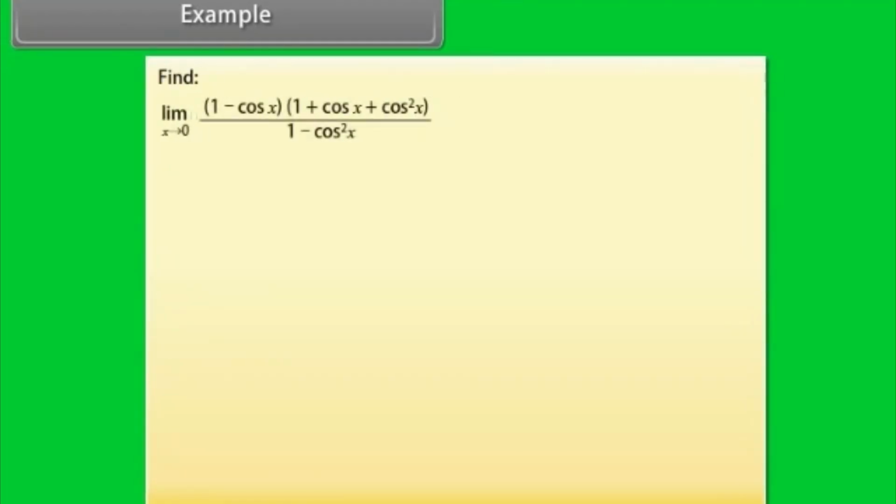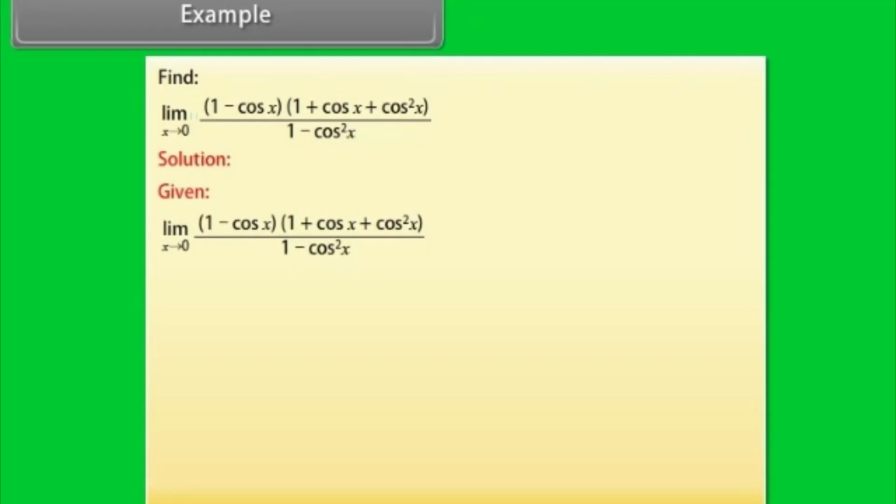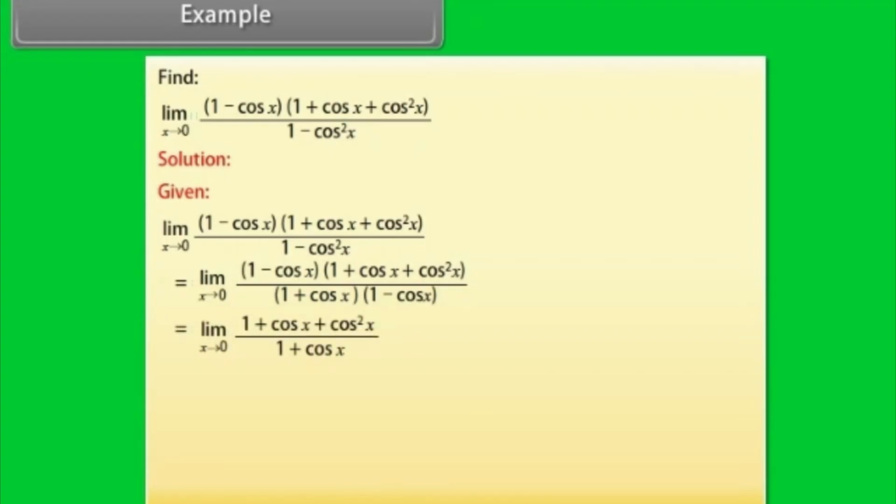Find limit x tends to 0 of (1 − cos x)(1 + cos x + cos² x) divided by (1 − cos² x). Solution. Given limit x tends to 0 of (1 − cos x)(1 + cos x + cos² x) divided by (1 − cos² x), which is equal to limit x tends to 0 of (1 − cos x)(1 + cos x + cos² x) divided by (1 + cos x)(1 − cos x), which is limit x tends to 0 of (1 + cos x + cos² x) divided by (1 + cos x).